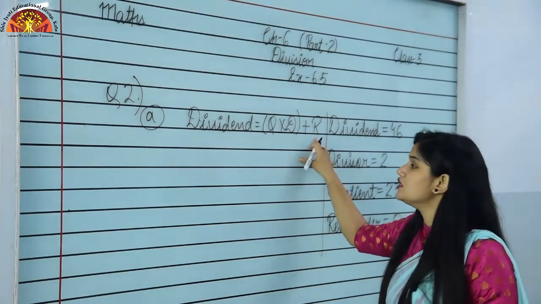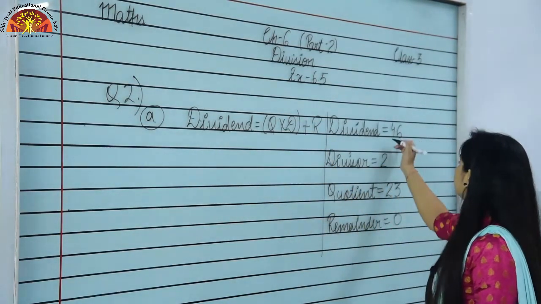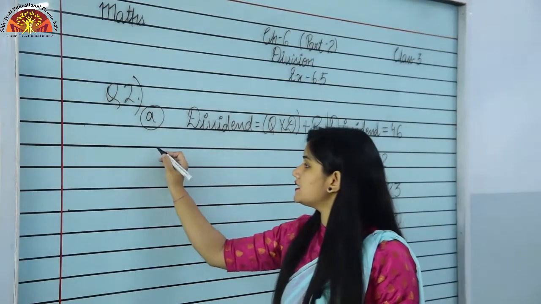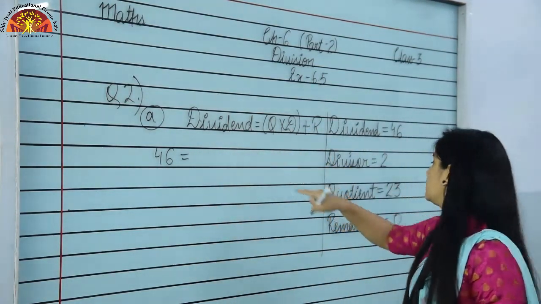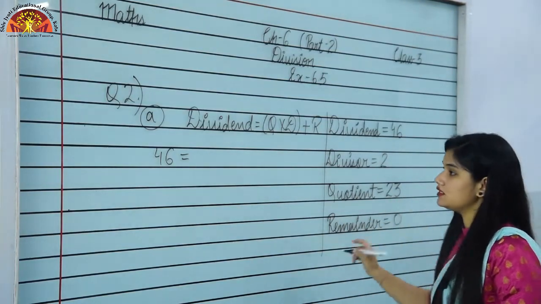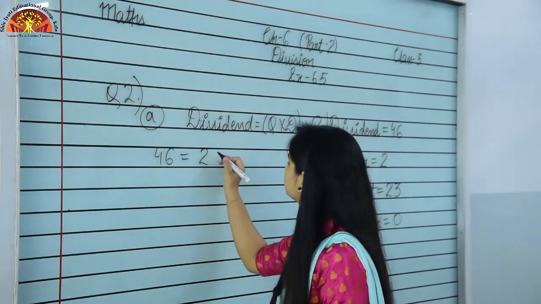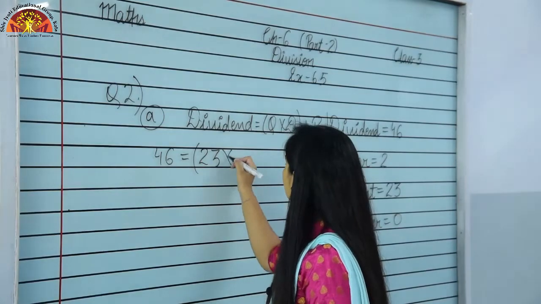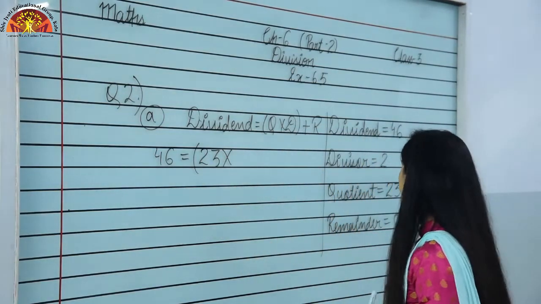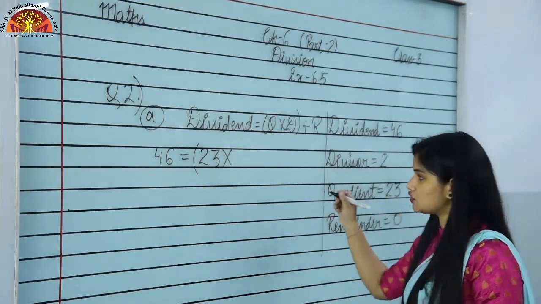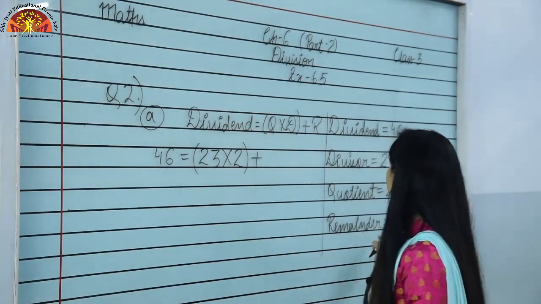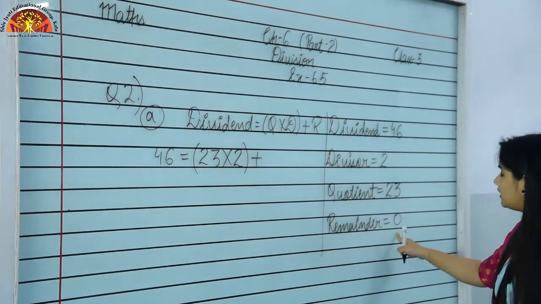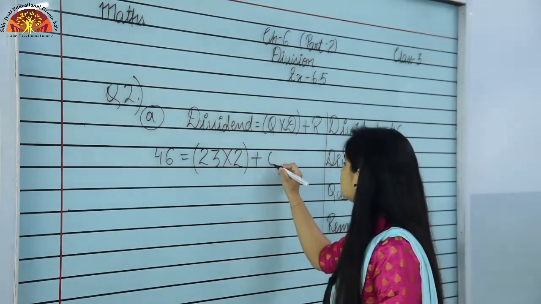Is it clear? So now what is the dividend? Dividend is 46. Now what is the quotient? Quotient is 23. So we'll write 23 here. Multiplied by divisor. Now what is the divisor? The divisor is 2. So we'll write 2 here and plus remainder. What is the remainder? As you can see, the remainder is 0. So we'll write 0 here.